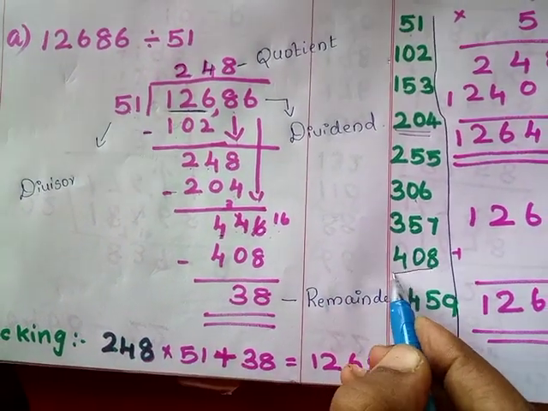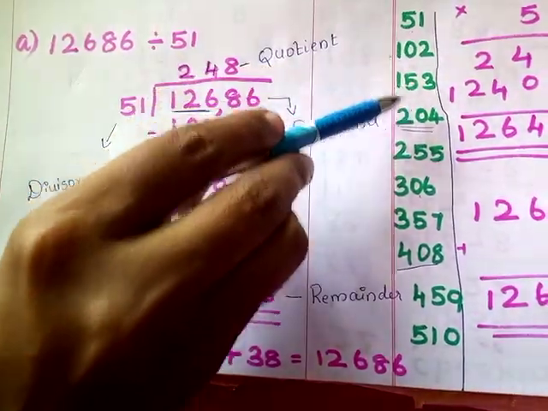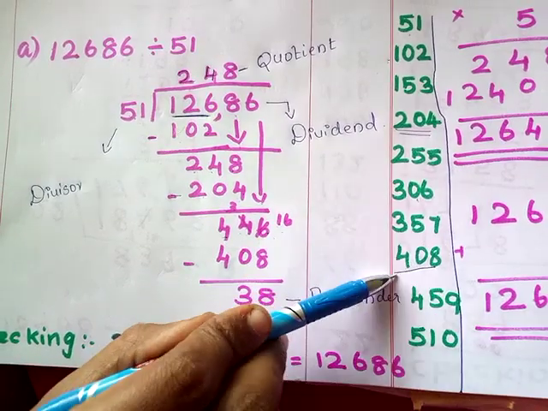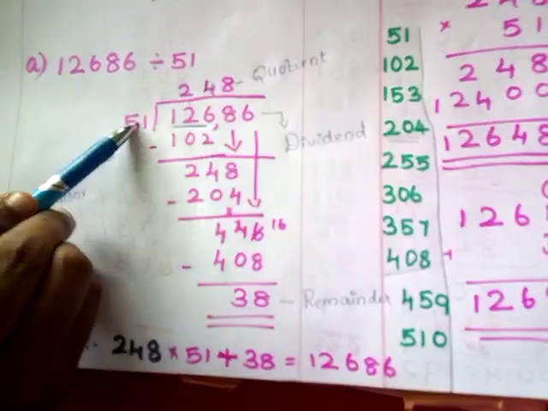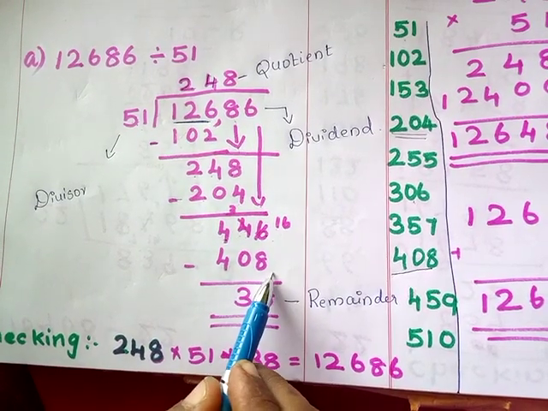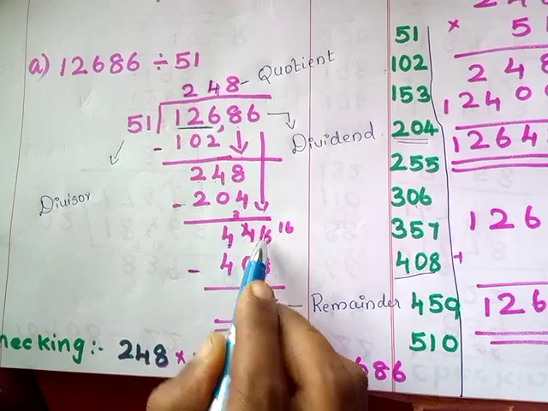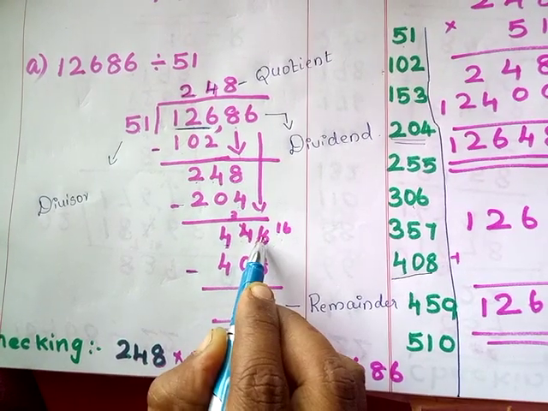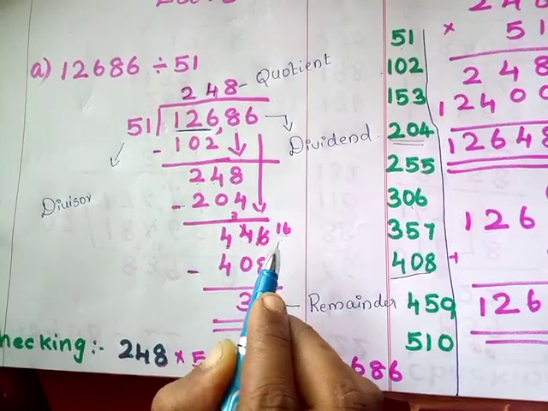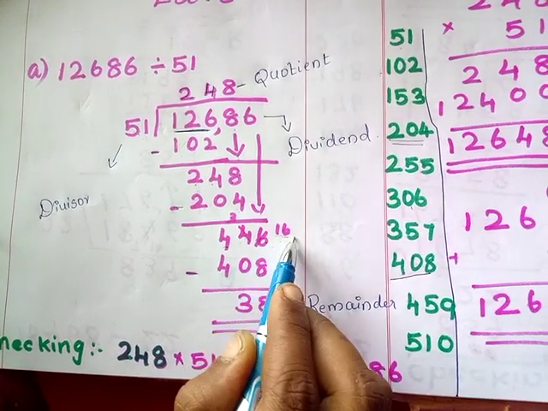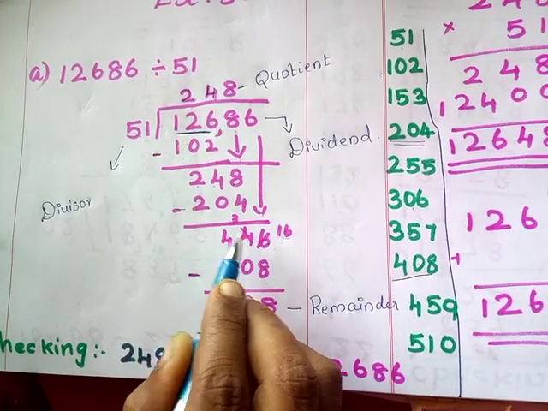So take 408. So when you take 408, how many times? 1, 2, 3, 4, 5, 6, 7, 8. 8 times. So write 8 in the quotient. 8 into 51, it is 408. Write it over here. Now subtract. So 6 minus 8 is not possible. So I have regrouped. So 6 becomes 16 and 4 becomes 3.